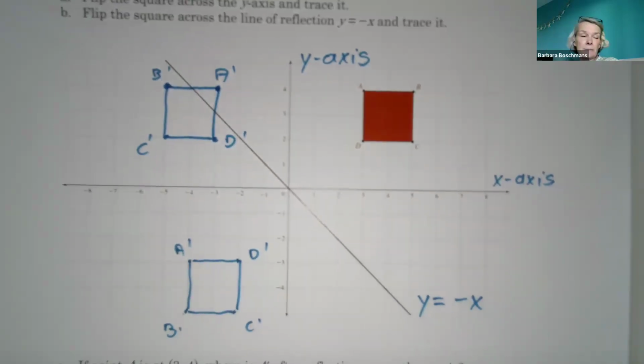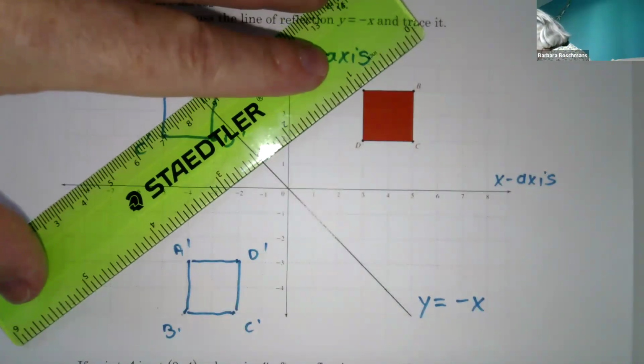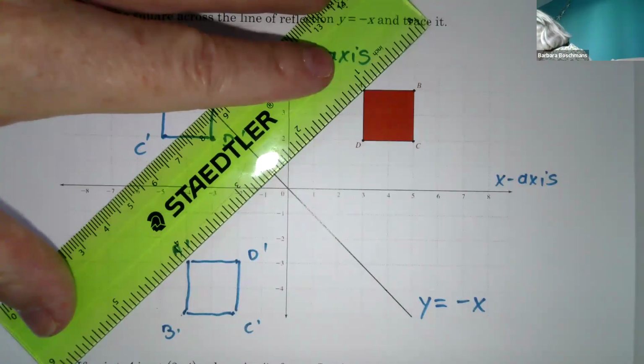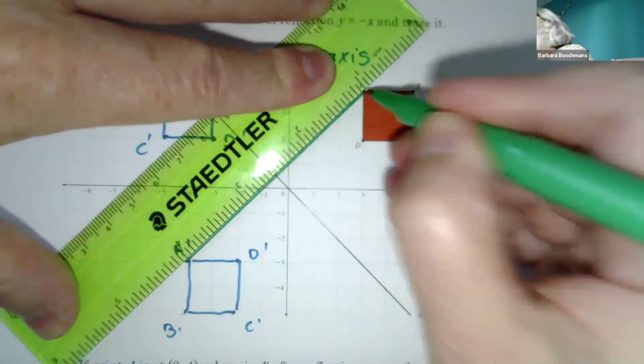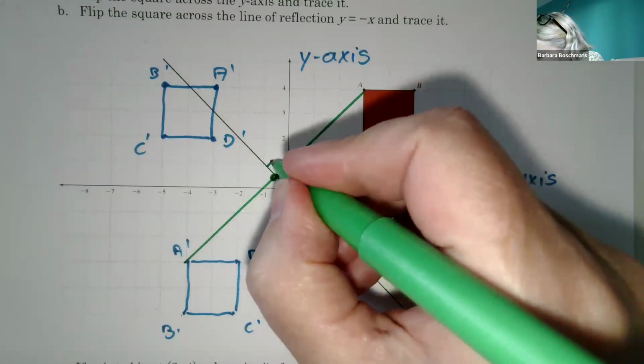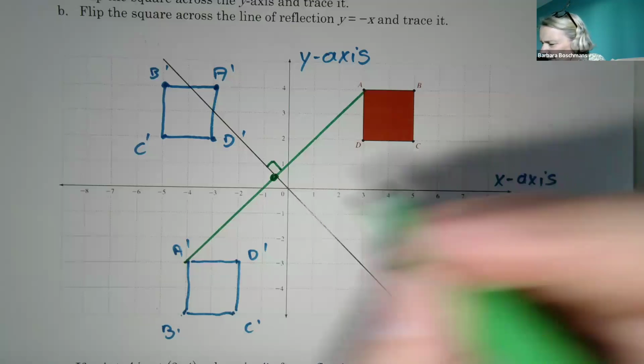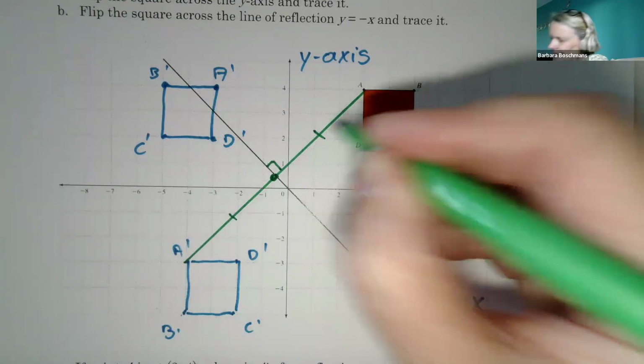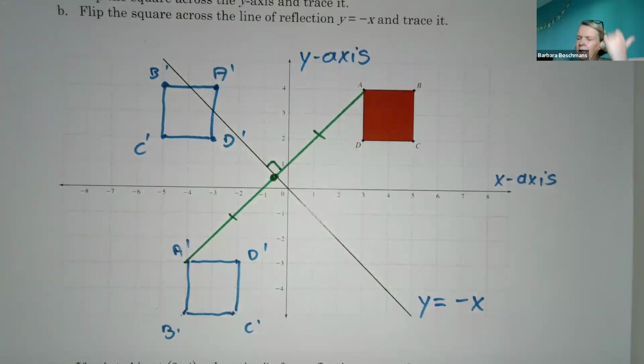So we should notice some things. When you do it across the X or Y axis, it's much easier to count, but it's not that easy when we go across a line of reflection. So if I were to connect A to A prime right here, it's going to intersect your line of reflection exactly at a 90-degree angle. The other interesting part is that the distance from that intersection to A and A prime is the same, or the line of reflection cuts that distance exactly in half.